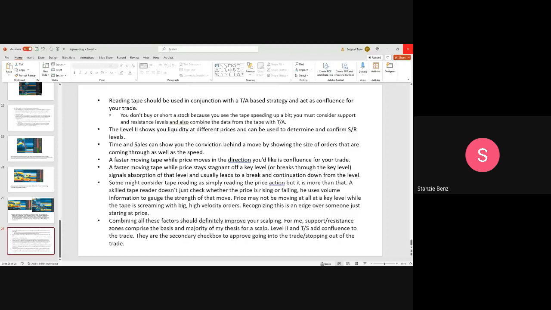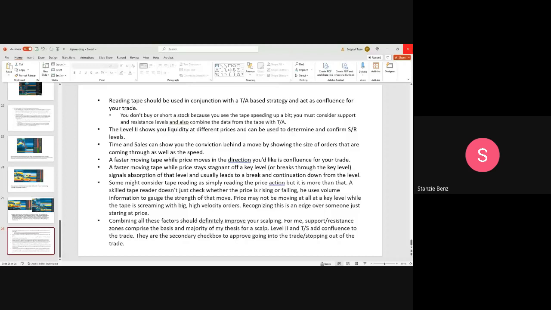The final thing you want to look for is how thin the book is above your price. So let's say it bounces and you're in this long trade. What levels are you approaching? How thick are they? Are they red, orange levels? Then I need to be careful when it tests. I need to watch it closely.